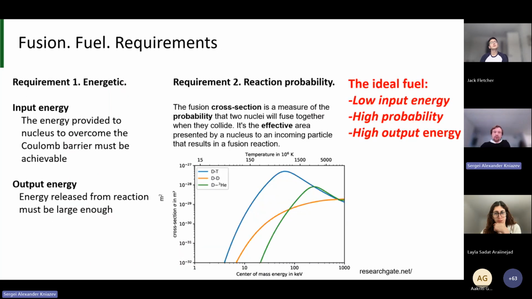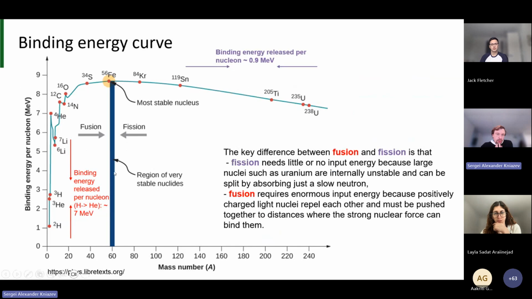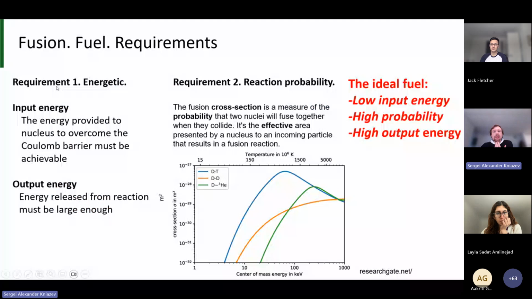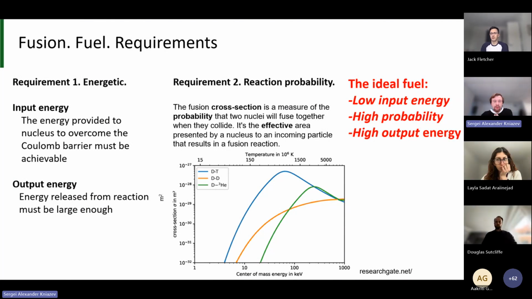But then the question: can we? Because on this part of the chart, we have many different elements. So can we fuse any of them? And the answer is there are a number of constraints for the fuel that should be considered. And then we come to only the four viable reactions which are currently considered for fusion.